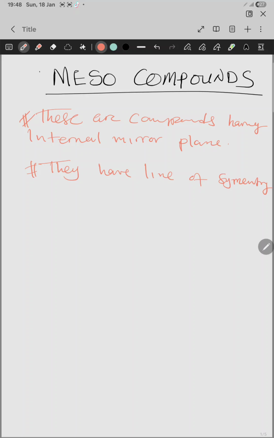Radical Tutor here explaining. In this video, we are going to look at meso compounds. What are these meso compounds? Meso compounds are simply compounds that have an internal mirror plane. So compounds that have got an internal mirror plane are said to be meso compounds.